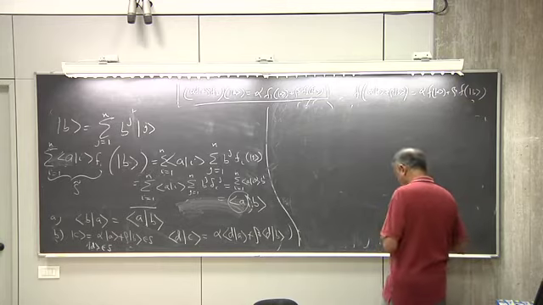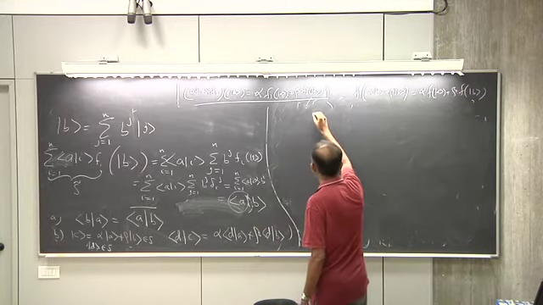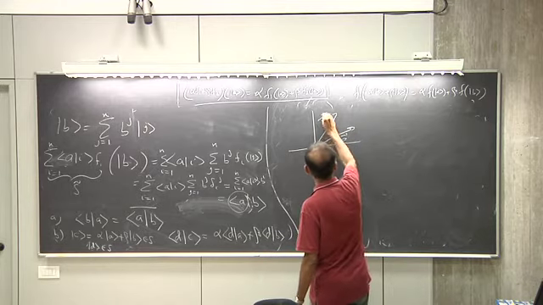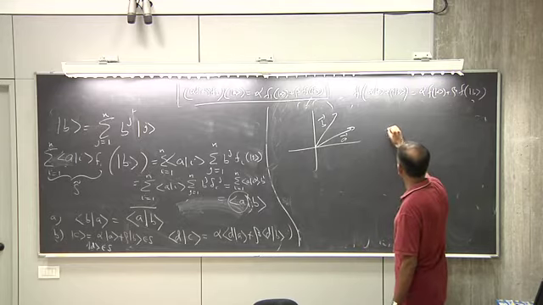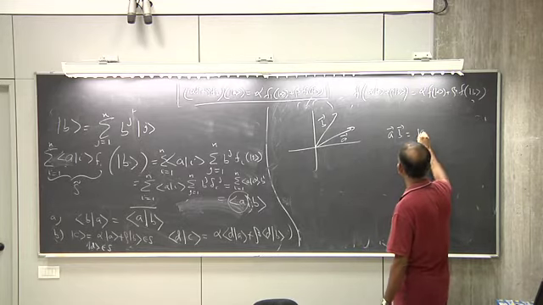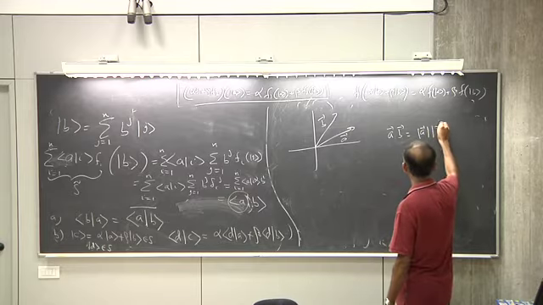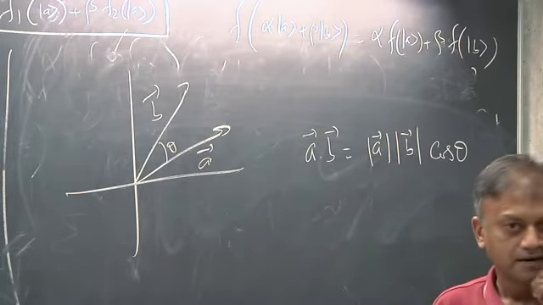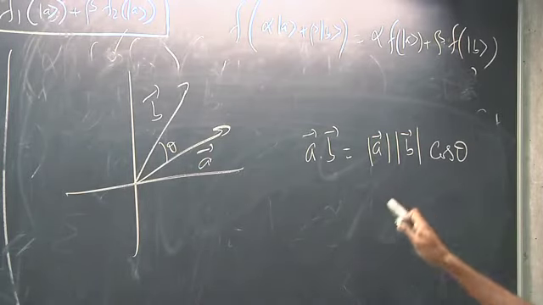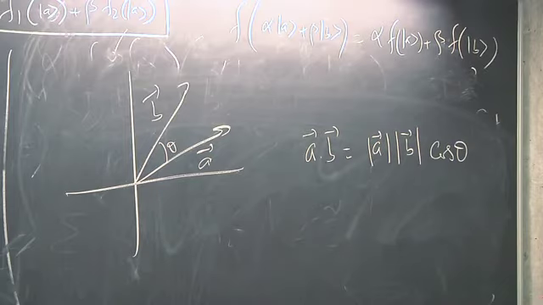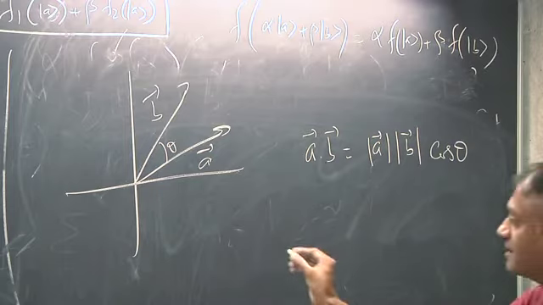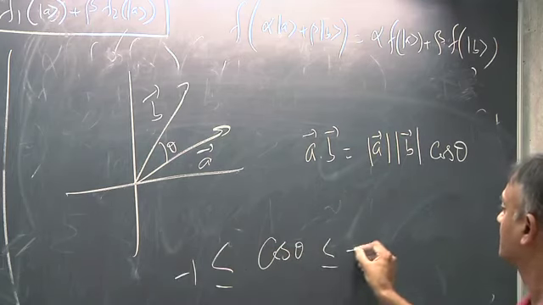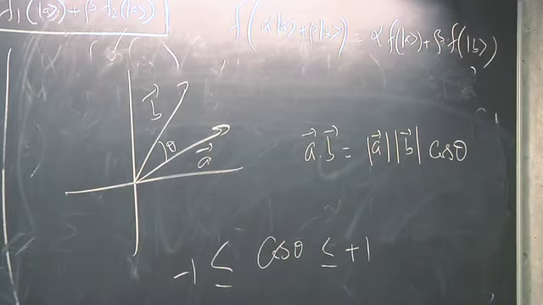Now let's go back to the two-dimensional example. You have two vectors, say A and B. Then we know A dot B is the length of A times the length of B times cosine theta, where theta is the angle between them. Now, the range of cosine theta is between -1 and +1, correct.